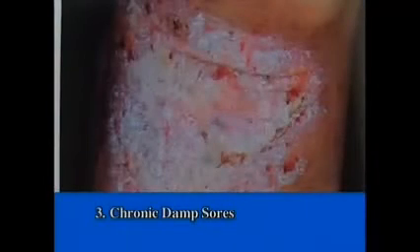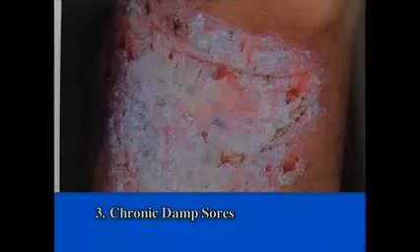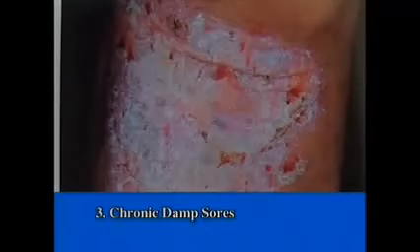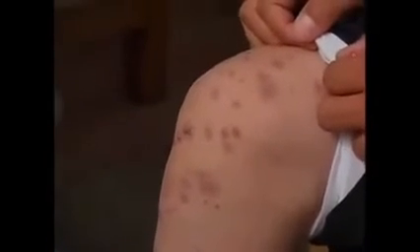3. Chronic damp sores. Chronic damp sores correspond to chronic eczema in biomedicine and evolve from inappropriate treatment, a protracted condition, or recurrent attacks. Some patients initially develop symptoms of chronic damp sores. Skin lesions tend to be confined to specific parts of the body, such as the calves, hands, feet, cubital fossa, popliteal fossa, vulva, or anus.